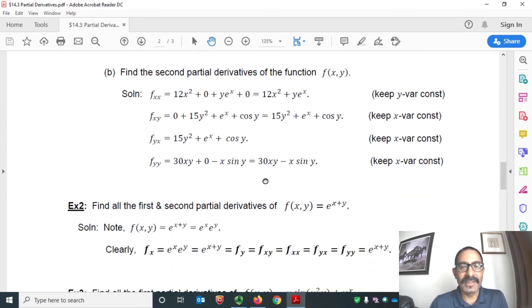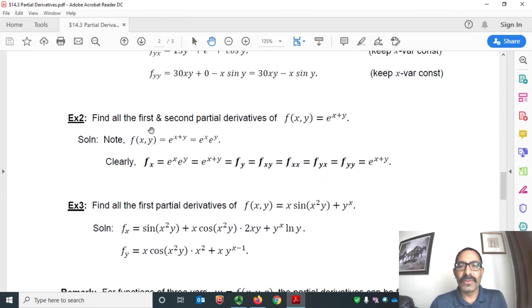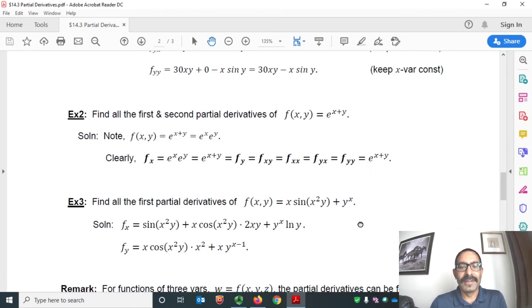Now let's move on. Example 2. Find all the first and second partial derivatives of the function e to the power x plus y. Solution. We can rewrite our function as e to the x times e to the y. Then clearly the partial derivative of f with respect to x, keeping y constant, is e to the x itself, with e to the y constant. So it gives you back the same function, and by the way all of these derivatives also turn out to be the same function. Awesome.